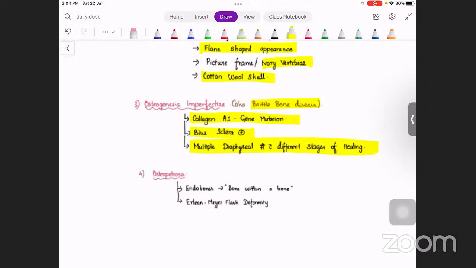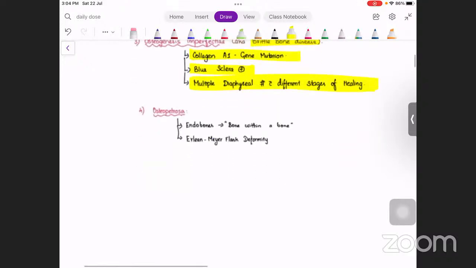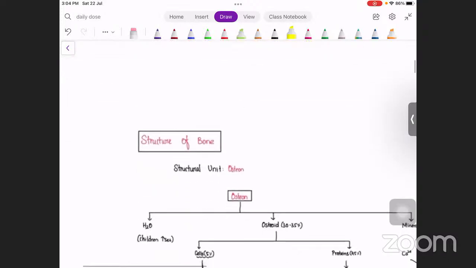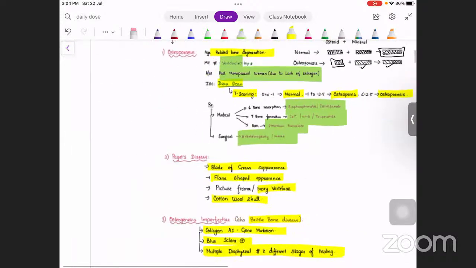And then you have osteopetrosis, which is so-called endobone, where you see the bone within the bone, and you may see an Erlenmeyer flask deformity.